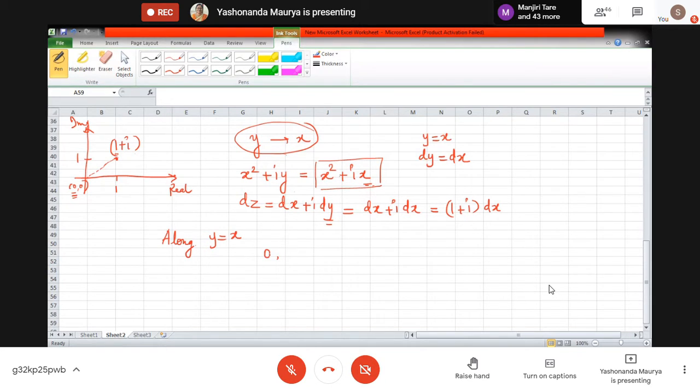Now along this line, to move from the origin, that is 0 comma 0, or rather let me call it only 0.